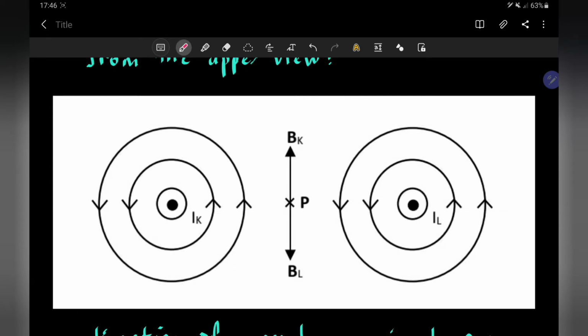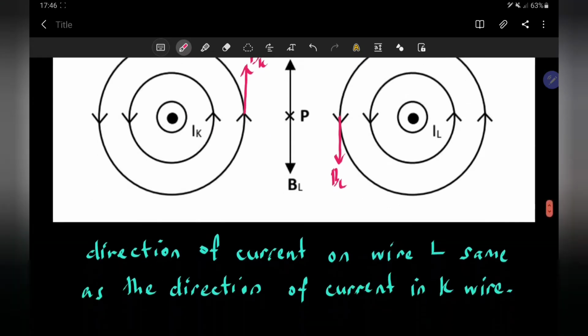Don't be confused. What do I mean by this figure? This is BK at point P, and this is BL at point P. See, they are opposite in direction. That is why they are cancelling each other. Because P is a midpoint, the current is still the same there, so that BK and BL are equal in magnitude but opposite in direction, cancelling each other, giving you zero resultant.